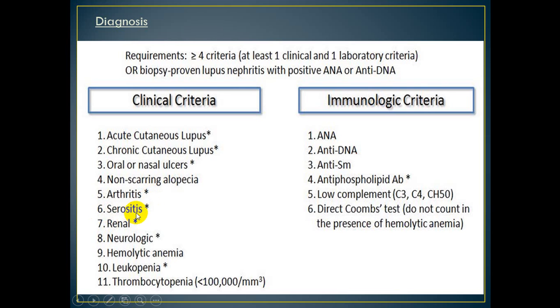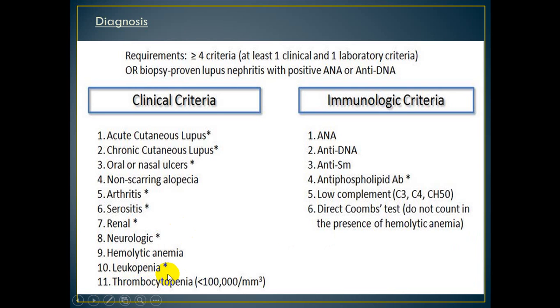Serositis means inflammation of the serosal surface, either pericarditis or pleurisy. Renal criteria, we have to have either proteinuria more than 500 mg per 24 hours or cellular cast, RBC cast. Any one of them we give renal 1 point. Neurological manifestation, either seizure or psychosis. Hemolytic anemia, score 1.